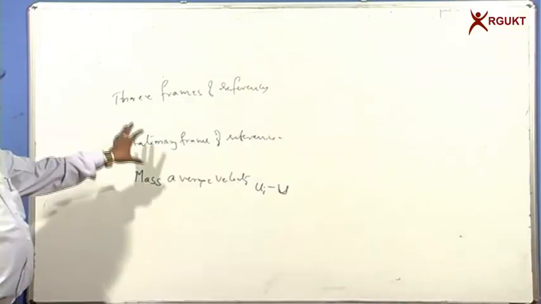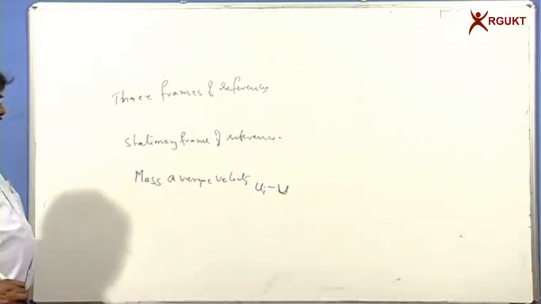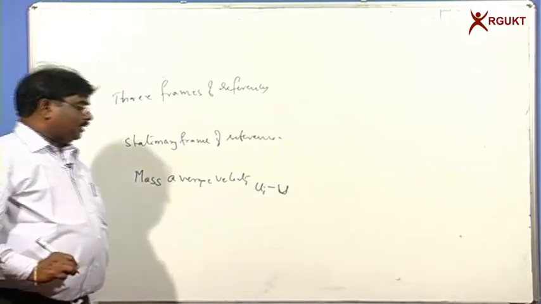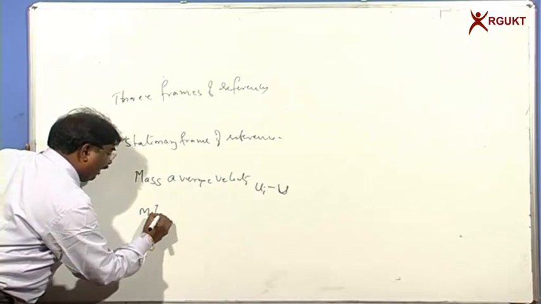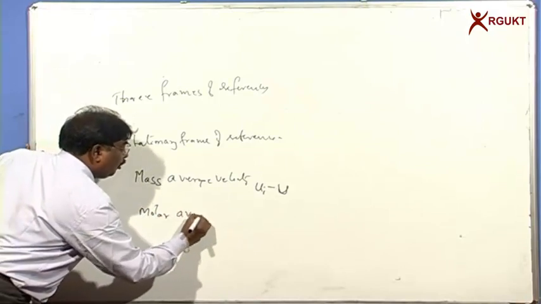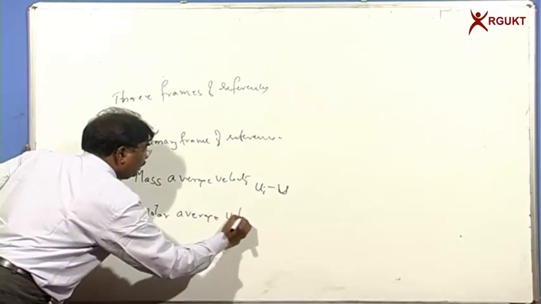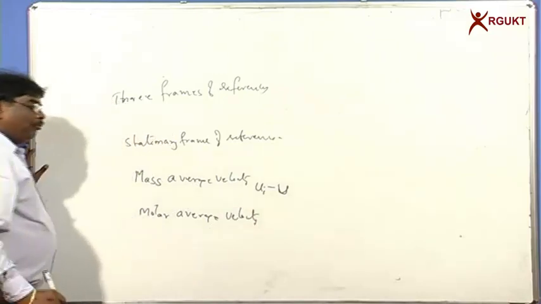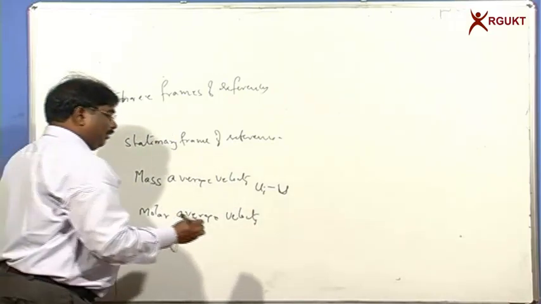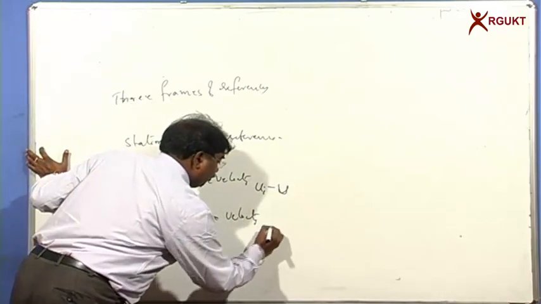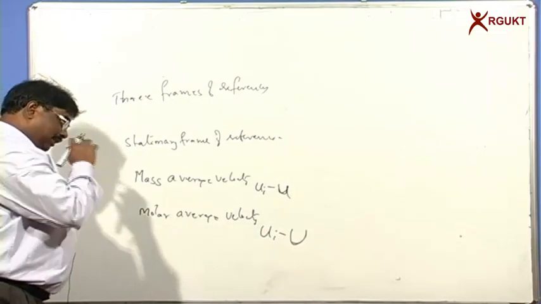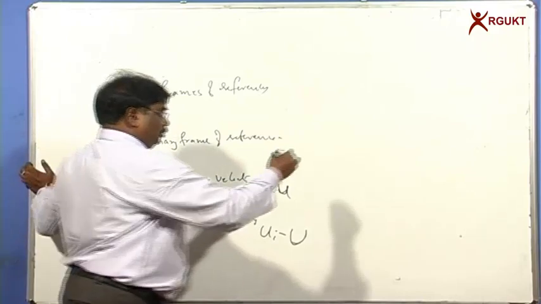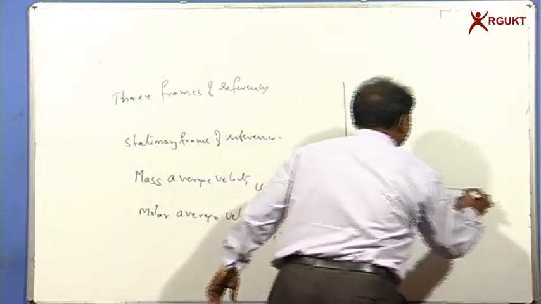That is nothing but your observer is moving with the mass average velocity, and your relative velocity is going to become ui minus u. Then we may have another situation. We have a molar average velocity. That means we have an observer who is moving with the molar average velocity, and the relative velocity is equal to ui minus u. Maybe if you can put it here.